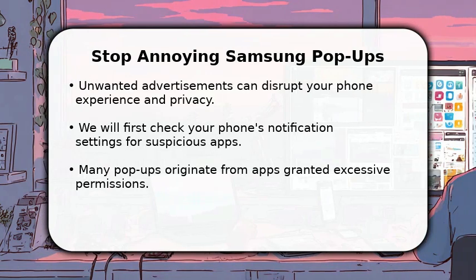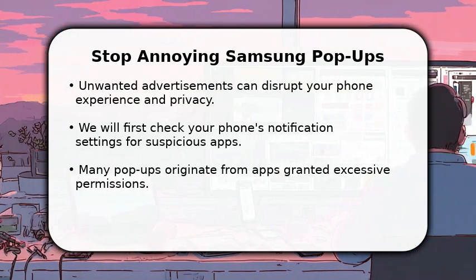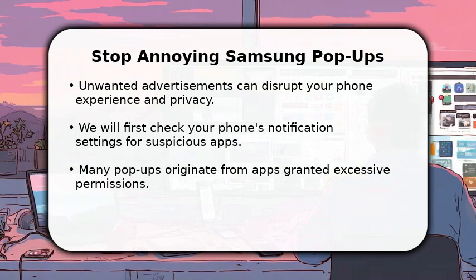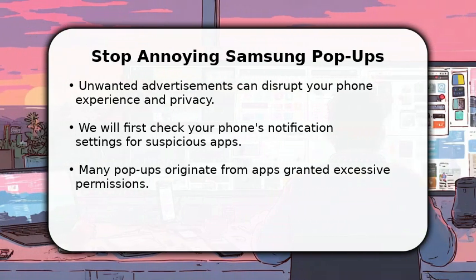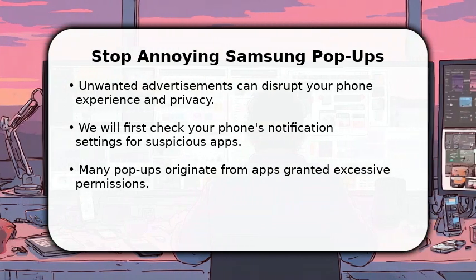In this video, I will explain how to fix ads popping up on Samsung phones. Let us begin by navigating to your phone's main settings menu. From there, select Notifications, then tap on See All to view all applications.